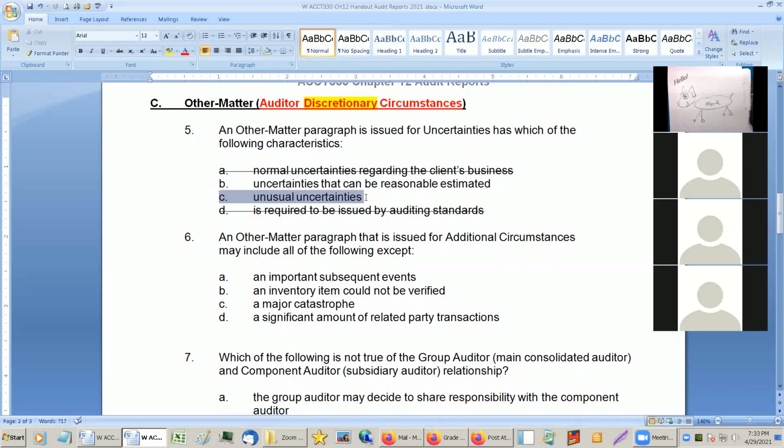So it's usually for things that are unusual, things that are different than, say, normal. Now, for this one, uncertainties can be reasonably estimated. If they can be reasonably estimated, they should probably be either in the financial statements or in the notes. If you can get an estimate on it, like this is a lawsuit which will probably cost us $5 million or whatever it is, it should be either in the notes or in the financial statements usually. So this is for the unusual things.